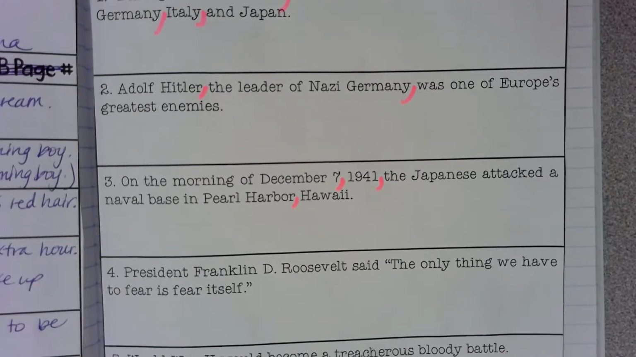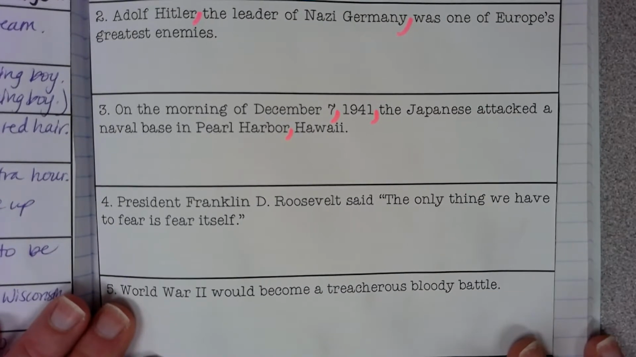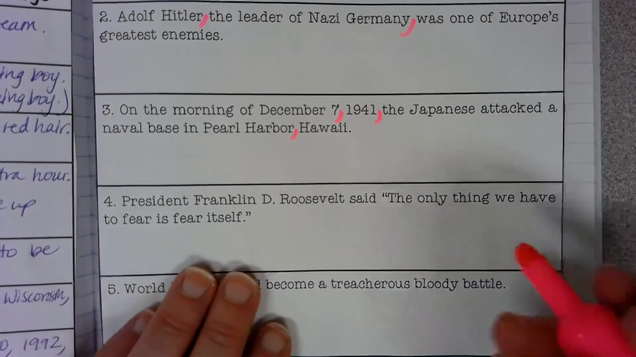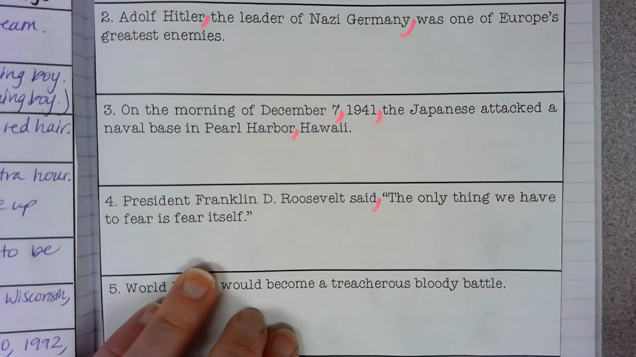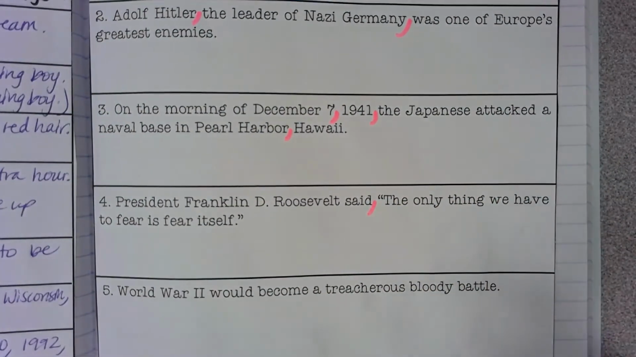All right, next one. President Franklin D. Roosevelt said, "The only thing we have to fear is fear itself." We have a comma right after "said" because it's starting a quotation. And that's actually the only one we're adding in this case.